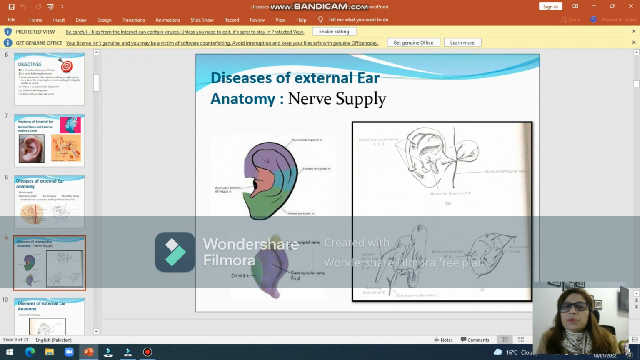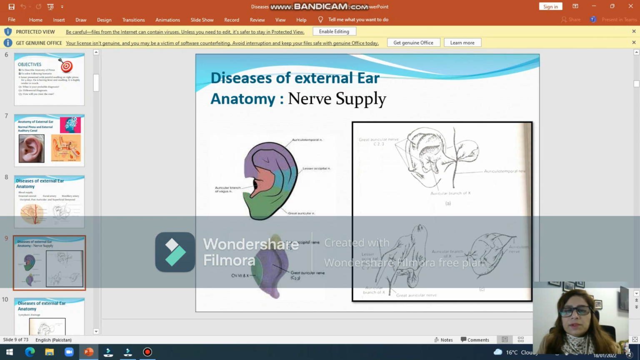The nerve supply of the pinna is also important. Why is it important? Because sometimes there is referred pain to the pinna. There is no disease of the pinna, but the patient is complaining of pain in the pinna. So this is referred pain. The main supply of the medial or posterior surface of the pinna is through the greater auricular nerve from the cervical plexus, and the lower two-thirds is supplied by the greater auricular nerve.